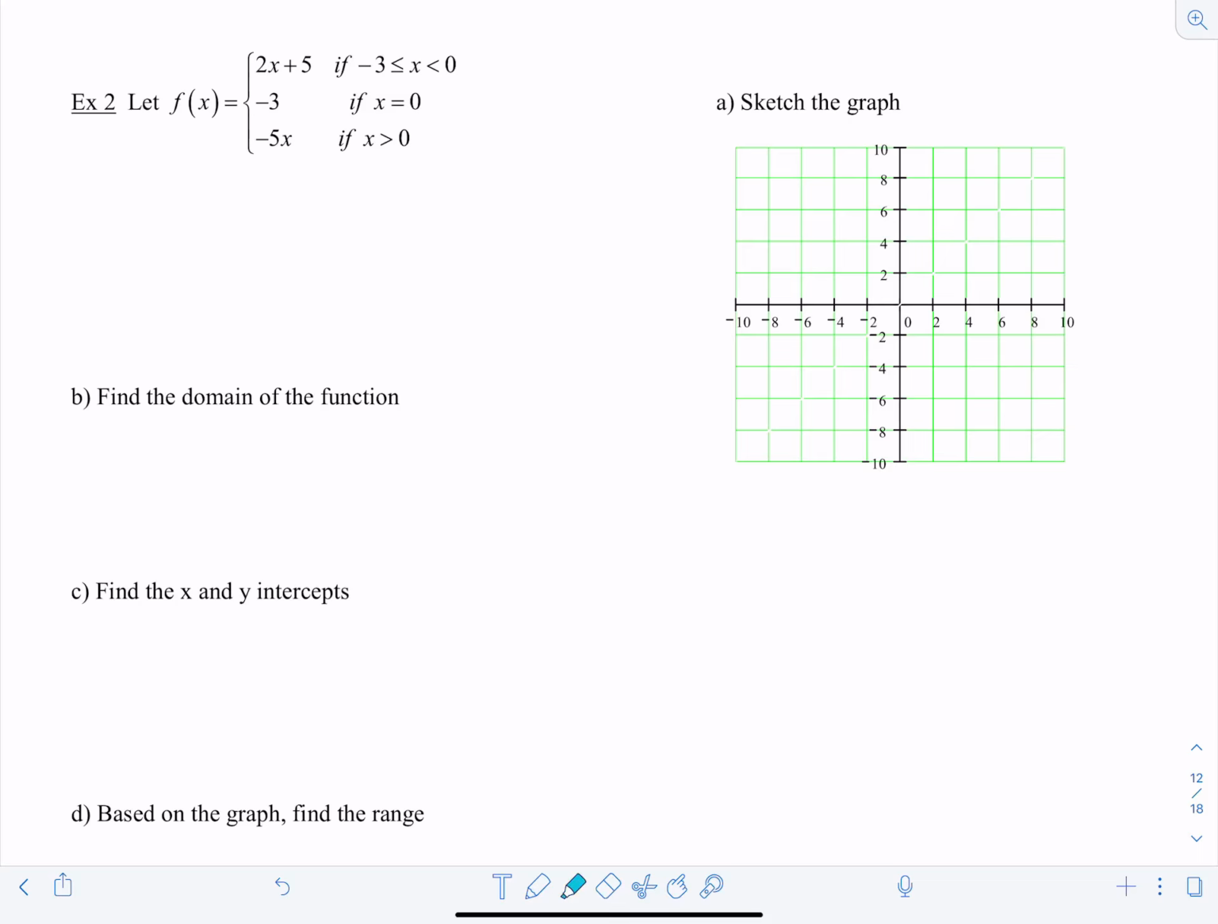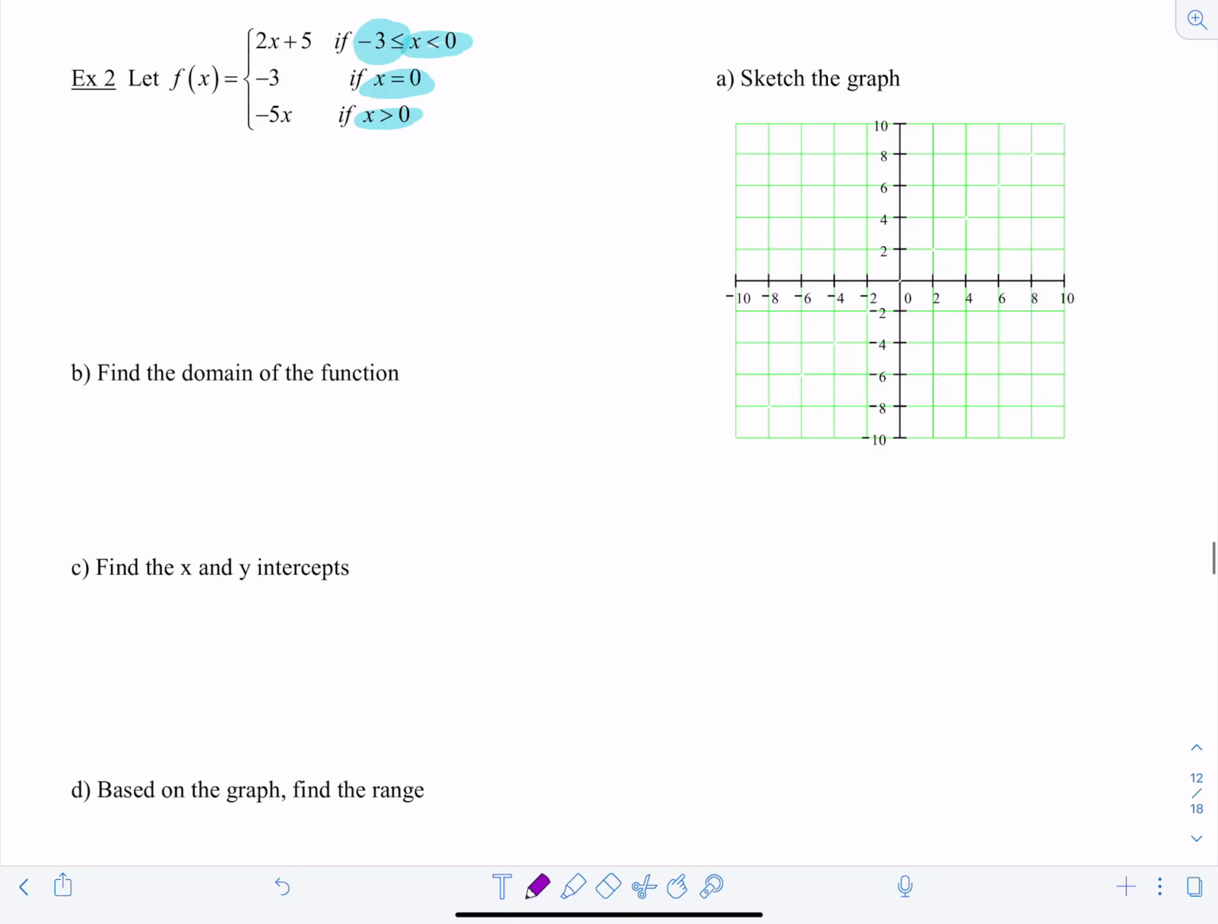Okay? Notice here the domain splits again at 0. However, it's not going to go all the way down to negative infinity. In this case, we're bounded below by negative 3. So that should be the smallest x value that I put on my table. They're restricting us this time. So we've got x, f of x, and I'll put negative 3, negative 2, negative 1, and 0, and these all get substituted into 2x plus 5.